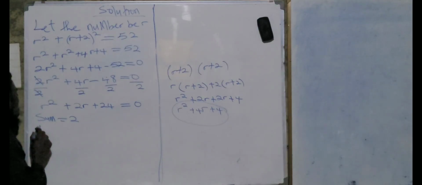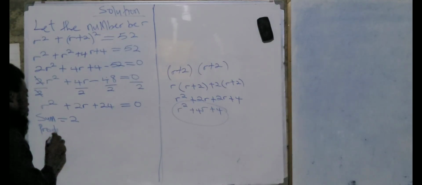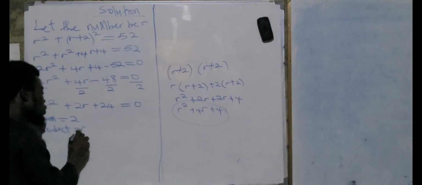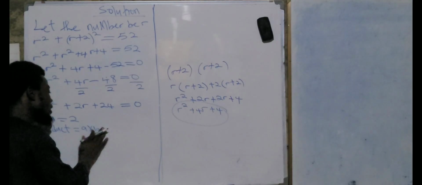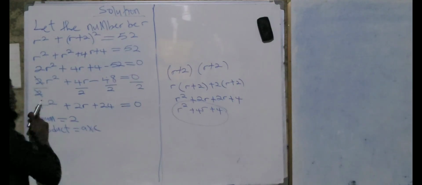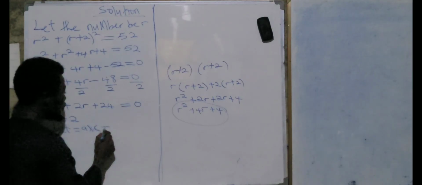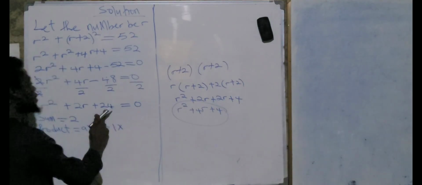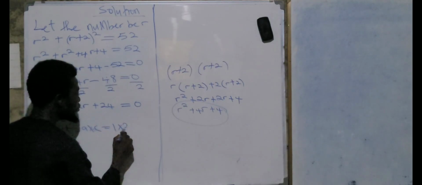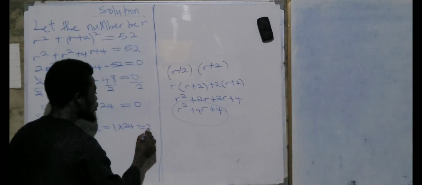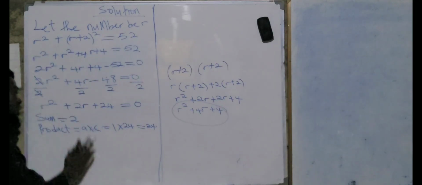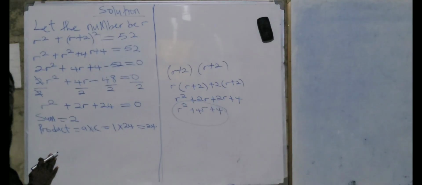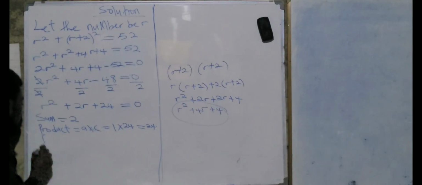Product here is equal to A multiplied by C. So what is A here? 1. This one is equal to 1 multiplied by C. What is C here? 24. So therefore, this one is equal to 24 again. Are we okay here? The next thing that you must do here is you find the factors.